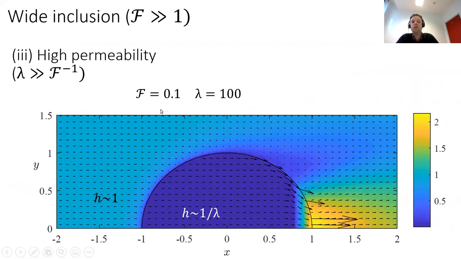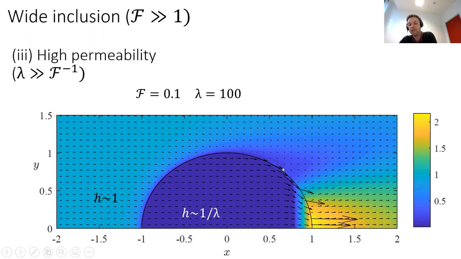Okay, then you get the third and final regime, which is of a very high permeability inclusion. And so in this case, it's the boundary layer at the downstream boundary that becomes important. It's slightly different to the low permeability analysis, because what happens is that the flow from upstream comes into the cylinder, and the flow thickness changes. So this is for lambda is 100, it's 100 times more permeable. The flow thickness decreases by a factor of 100 to maintain the flux within the cylinder.